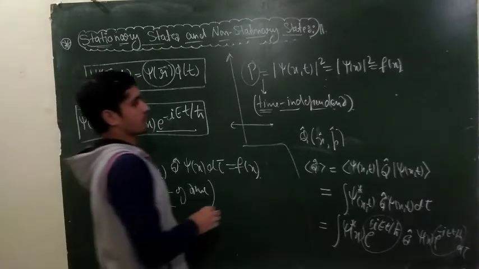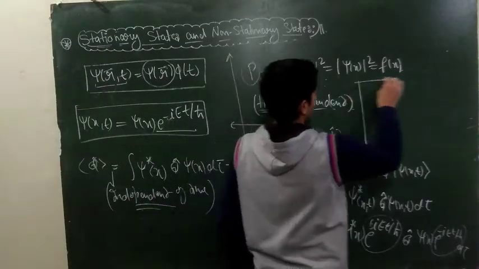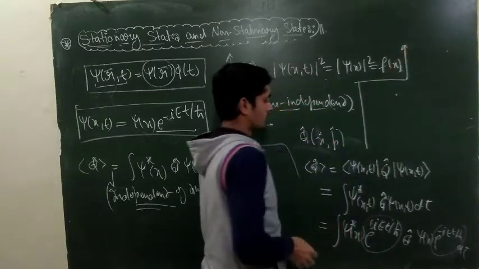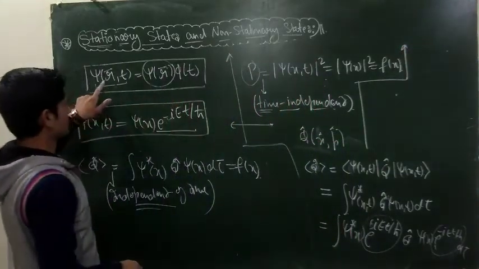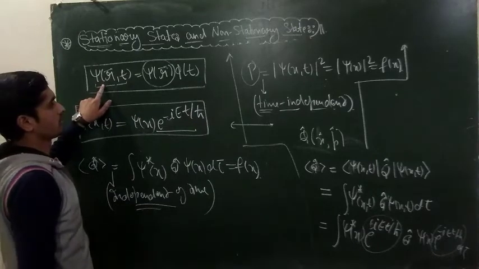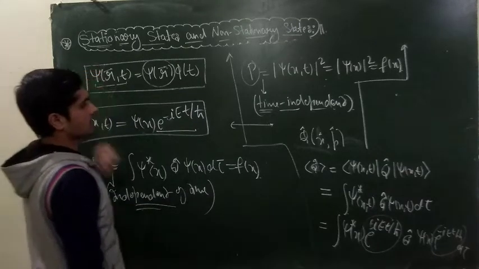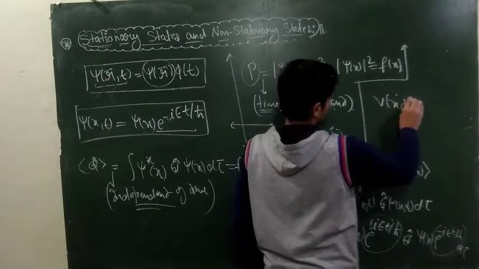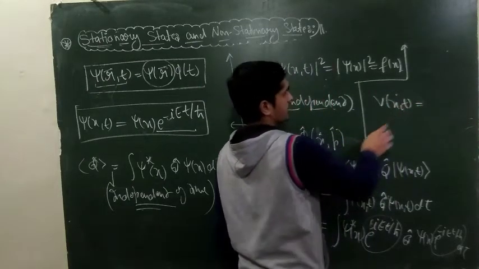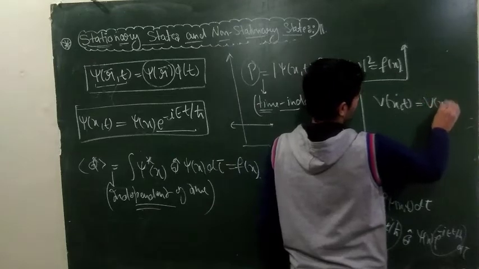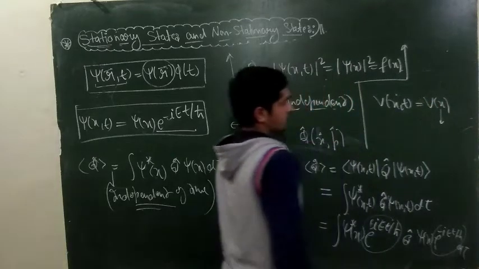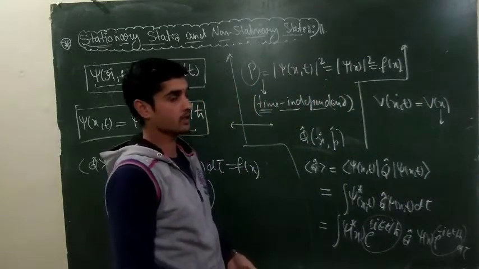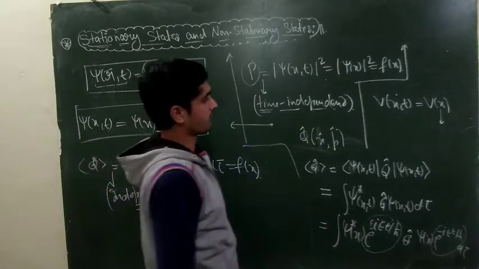One more thing you have noticed is that when initially we were putting this particular state in the time dependent Schrodinger equation, we assumed that the potential, which was a function of space and time, is just a function of space only. So that is also very important.